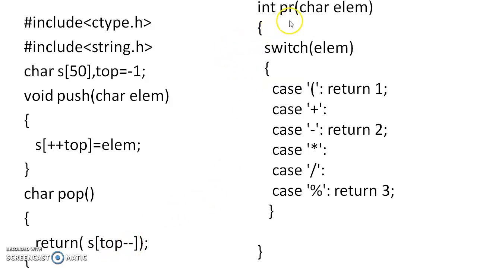And this priority operation I have taken for the purpose of specifying the priority of the operators. The lowest priority we are giving for the opening parenthesis, and then plus minus is the second priority, into, slash, percentile, power also you can take. Those have been given priority 3.